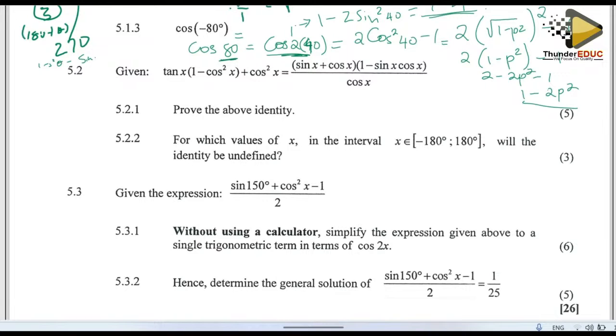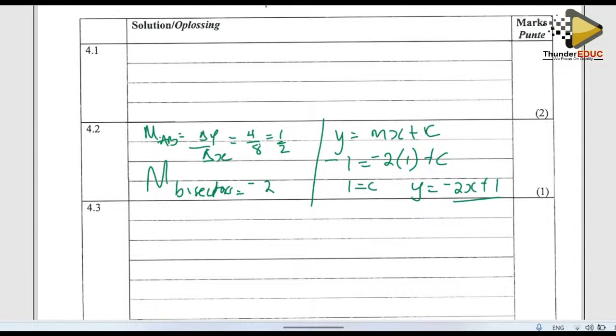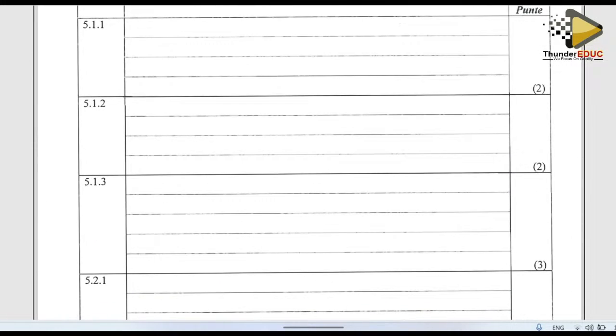They're telling us that we are given tan x into 1 minus cos squared plus cos squared x is equal to this, which is the right hand side. And then they want us to prove the identity. So with proving identities, it's advised that you start from one side that has quite a number of terms, but either way, we can start from the left, we can start from the right, whichever one would make life easy for you. So that is 5.2. I'm just going to write down that question.